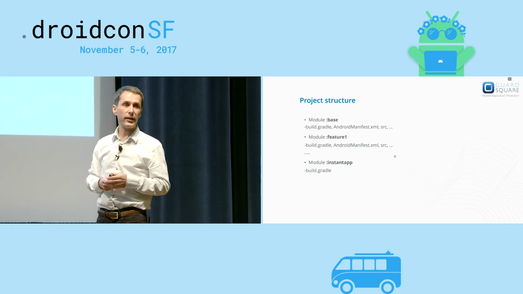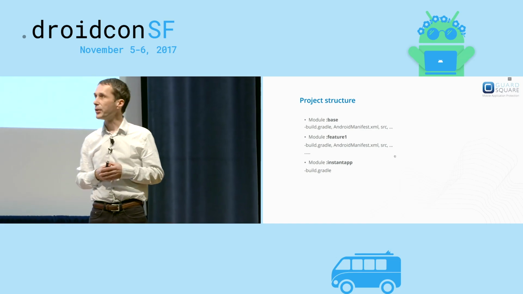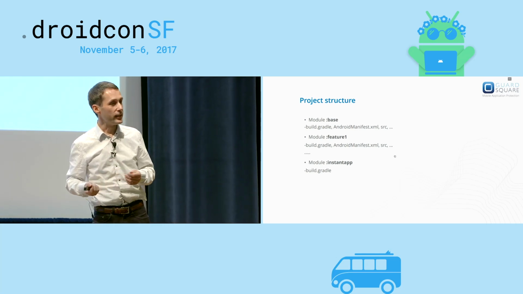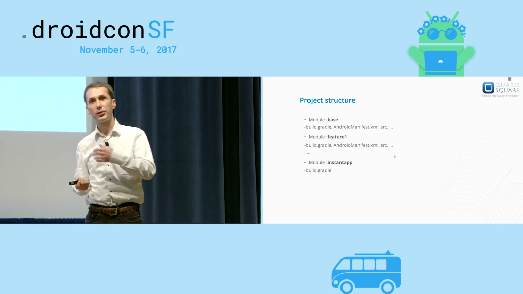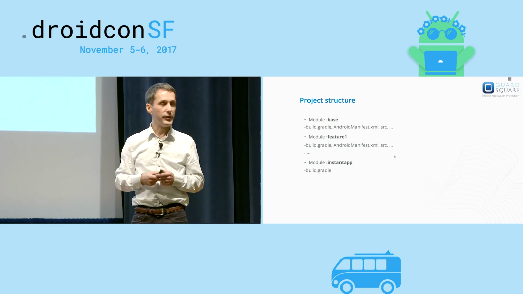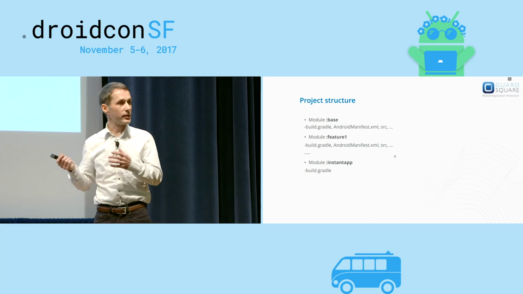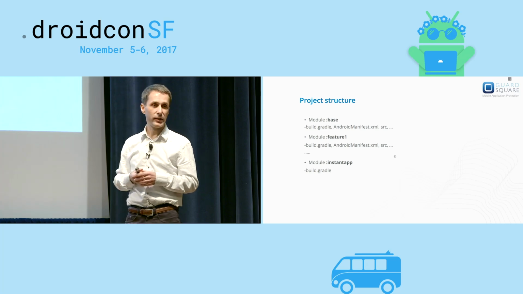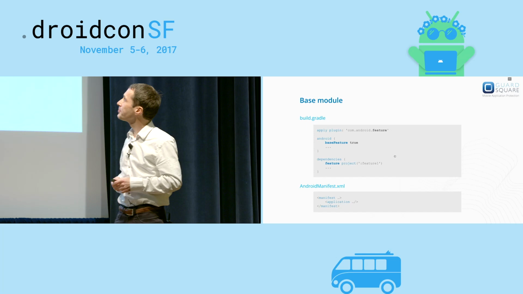So your project will then contain several modules, each corresponding to a feature of your instant app. There's the base module corresponding to the base feature, and it's fairly standard. It contains a build file, an Android manifest file, source files, asset files, and so on. And similarly for features that are built on top of that library. There's also an almost empty module in the project, which is the instant app module. And I'll show in a bit more detail what these modules contain.